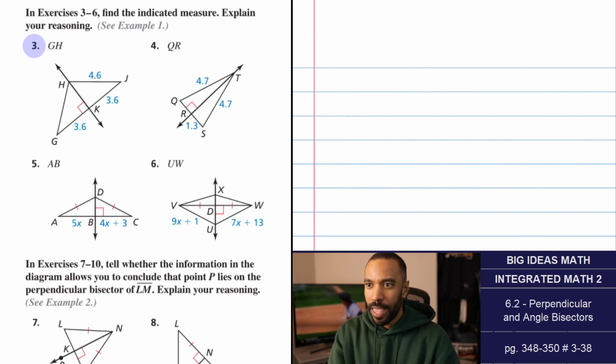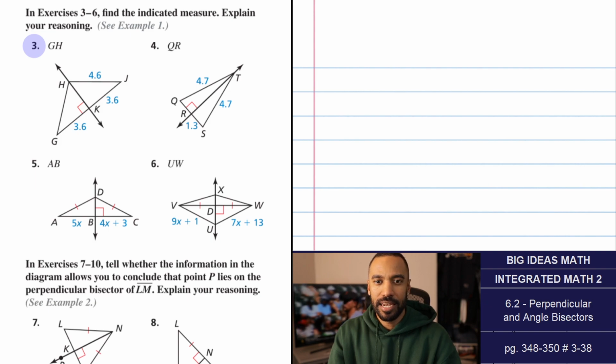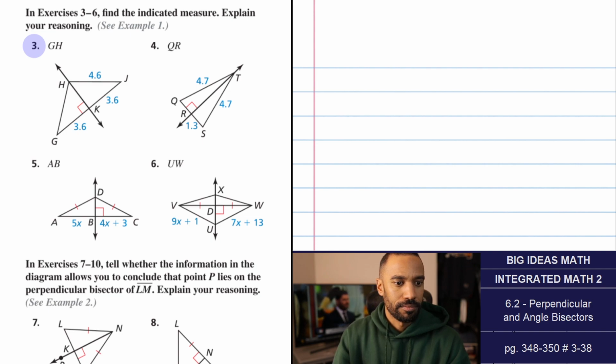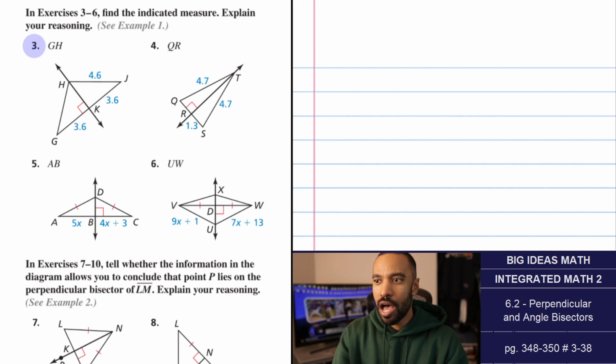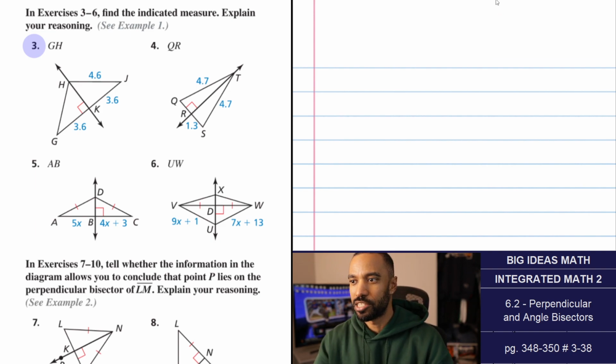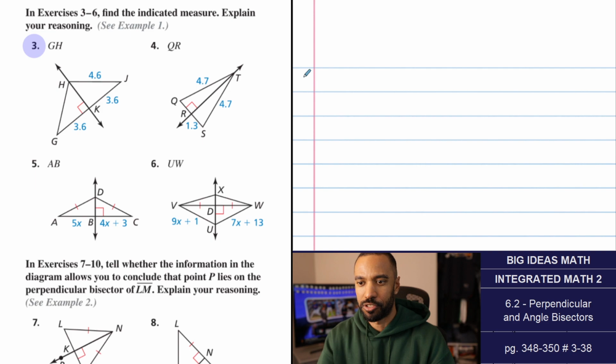Let's get going and let's start ourselves off with numbers 3 to 6, where we find the indicated measure and explain our reasoning. This might be a set where I do a lot of copying and pasting, so please bear with me. I did not foresee that. You know what? I don't really know if I have to copy and paste that. See if you can go along with me. See if it'll make enough sense that I do it without it.